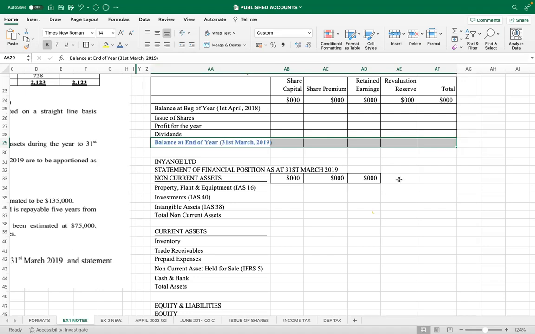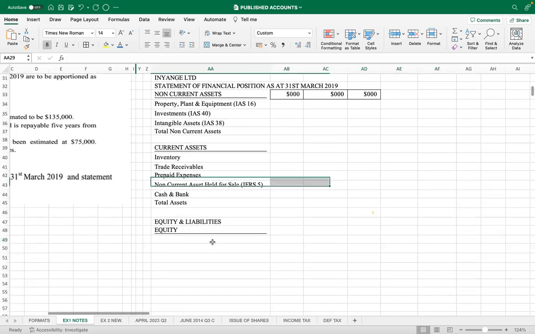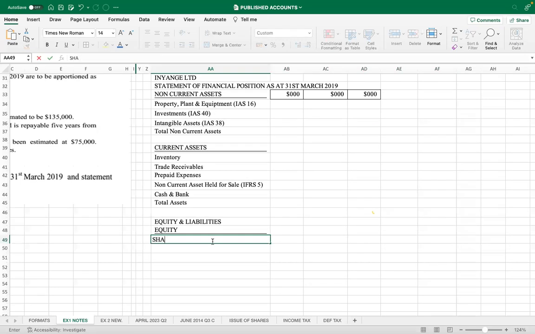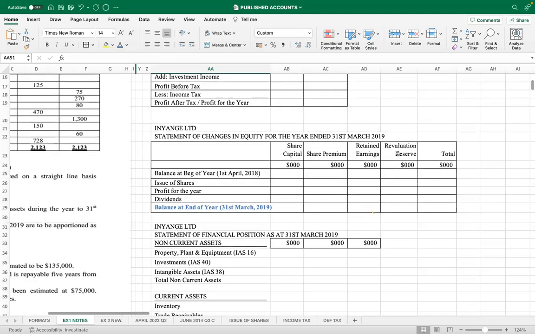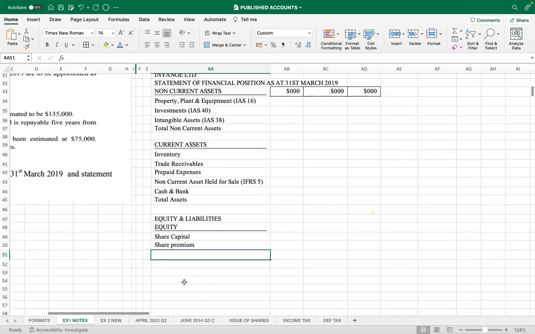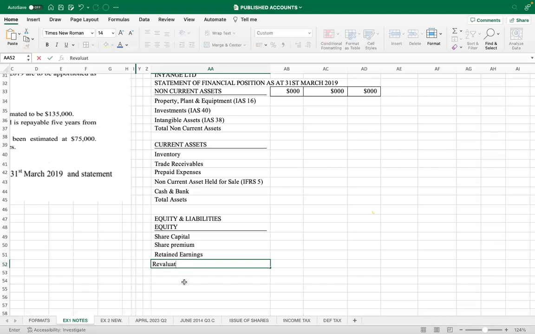So those are the values you pick. These values here are the ones you pick. So we had share capital, share premium, retained earnings, etc. We had share capital, if there is share premium, there was also retained earnings, revaluation reserve, etc. Retained earnings, revaluation reserve, and then we will have our total equity.